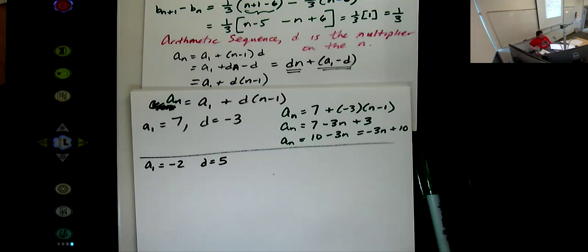The d value and the a1 value relate to their position in the sequence. a1 is the first term in the sequence. a1 is the first one. But we haven't done the whole sigma yet. We haven't done that yet. That's series. We're just doing the sequences right now. We're about to do series. The series is actually super easy.